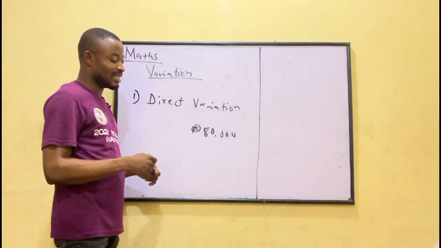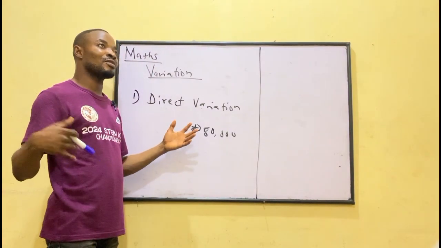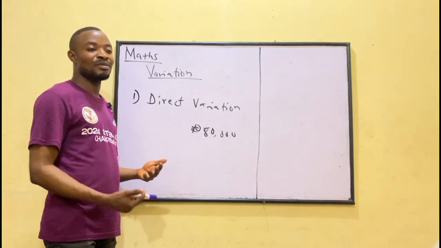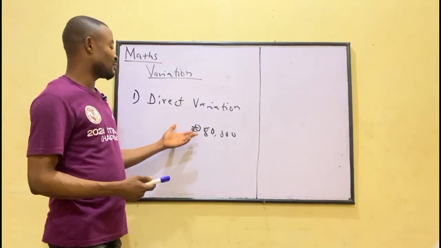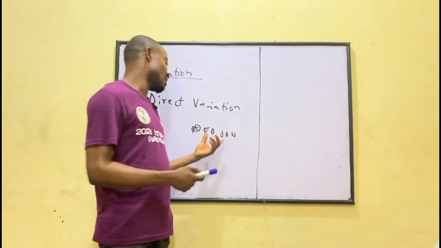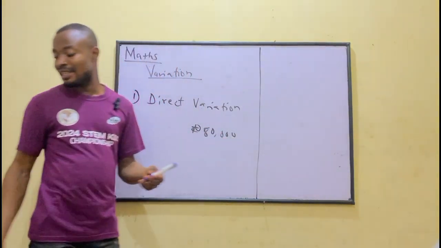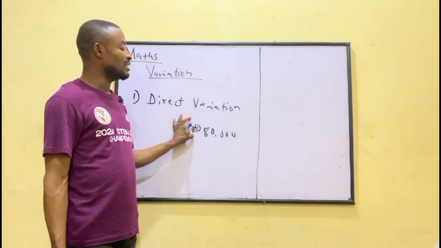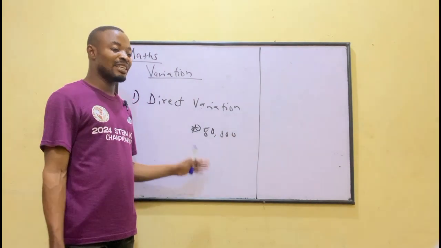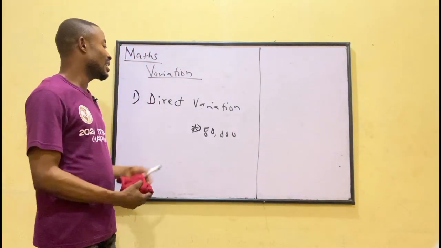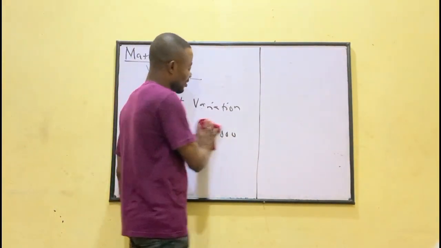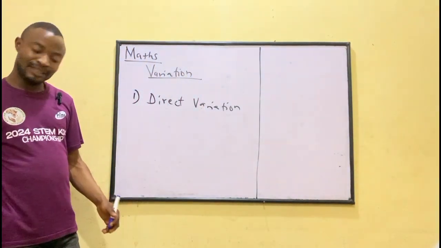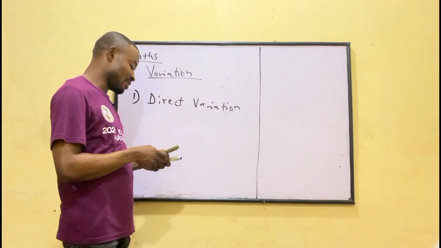So you see that as the number of staff increases, so does the cost of paying them in the school. That's an example of what we refer to as direct variation. Provided the salary remains the same, the increase in the number of staff will also lead to an increase in the amount of money the school will spend managing or keeping them. All right, so let's take a question from here and see how this works.